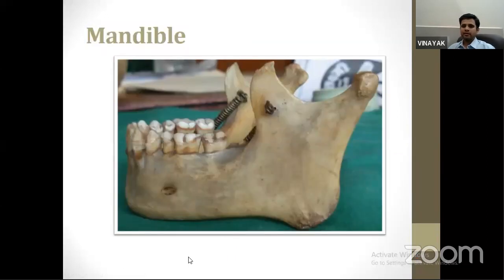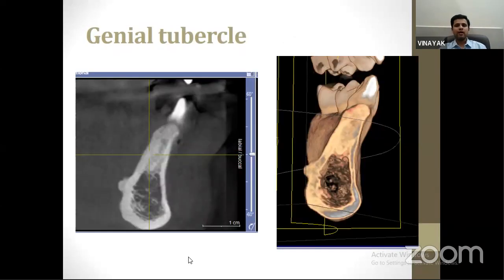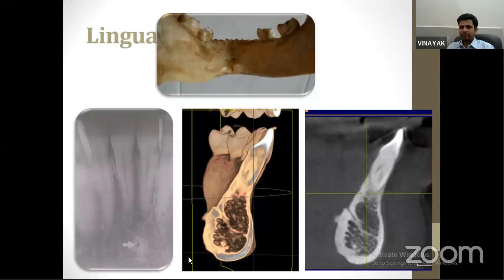Now in the mandible, the major landmarks are first the genial tubercle and the lingual foramen. These are important because you get to know where your exact center is, right? So in the mandible, when you're planning for your overdenture or for implants, you know where your midline is, and from there you can plan 5 mm distal or 10 mm distal.